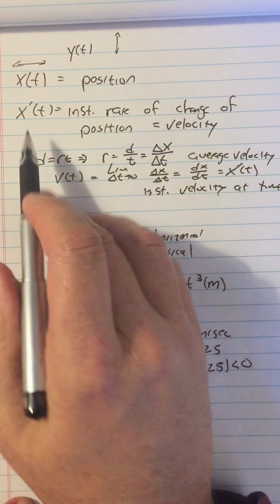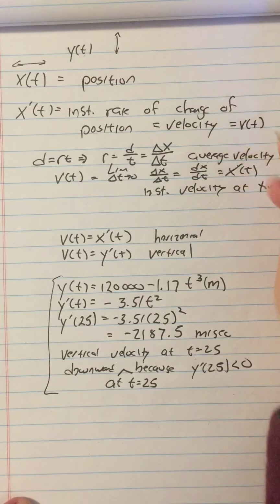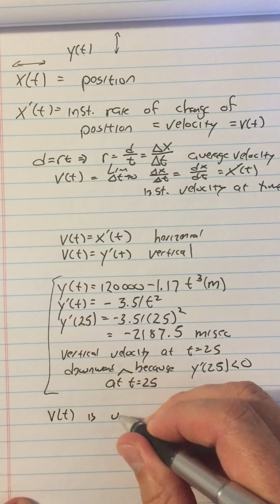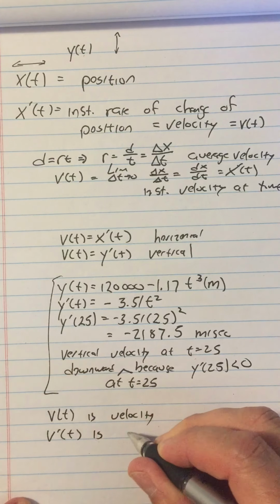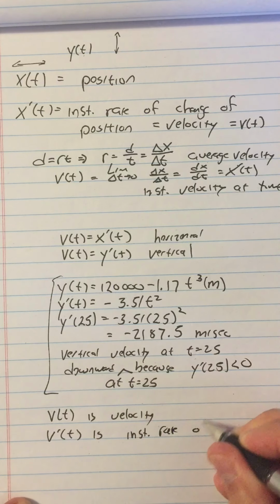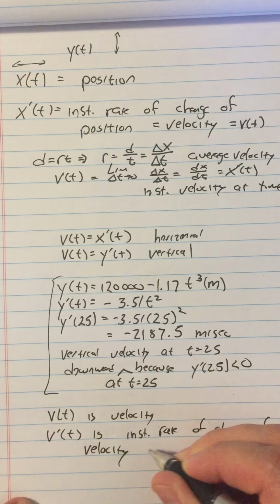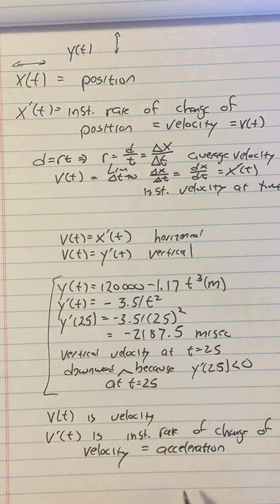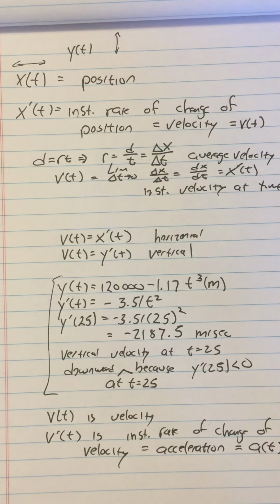Because if x prime of t is the instantaneous rate of change, and that's velocity, and we call that v of t, a new function, then I could take the derivative of that new function. If v of t is velocity, then v prime of t is the instantaneous rate of change of velocity. Well, that is what we know as acceleration. If you haven't had physics, you might not know that acceleration means the instantaneous rate of change of velocity. If you have had physics, you know that. And we usually represent that with a of t for acceleration at time t.